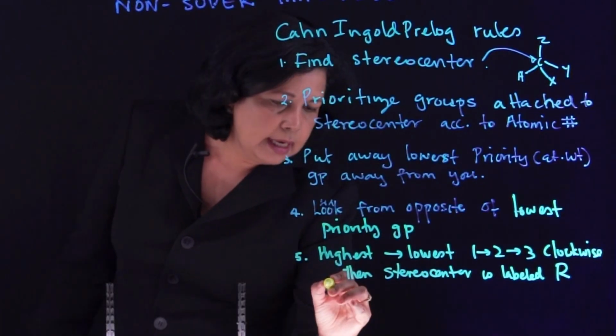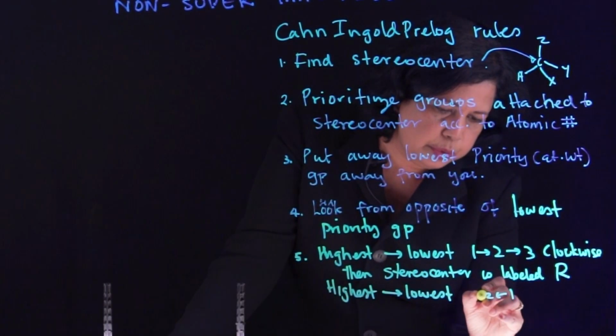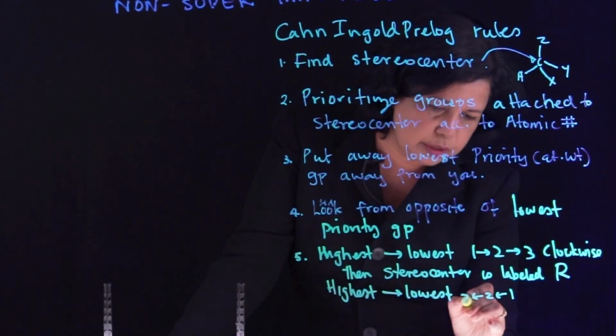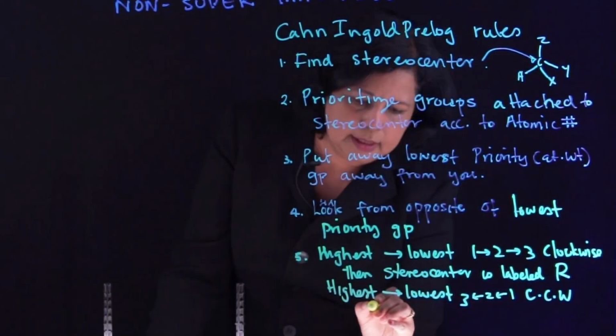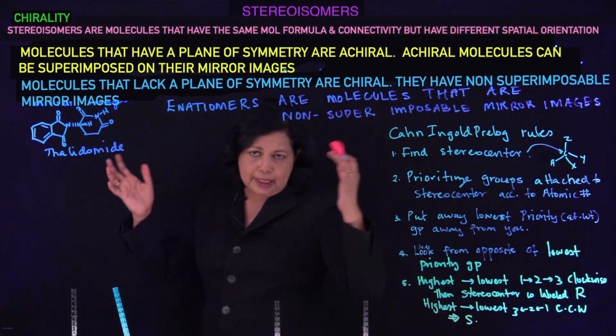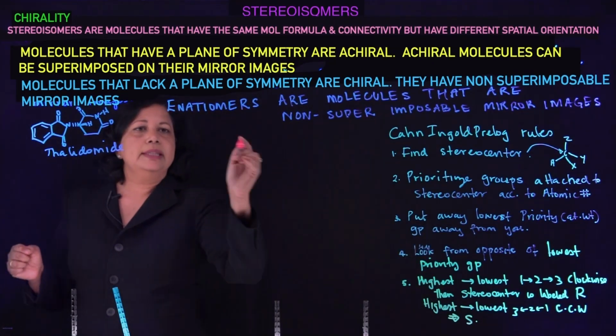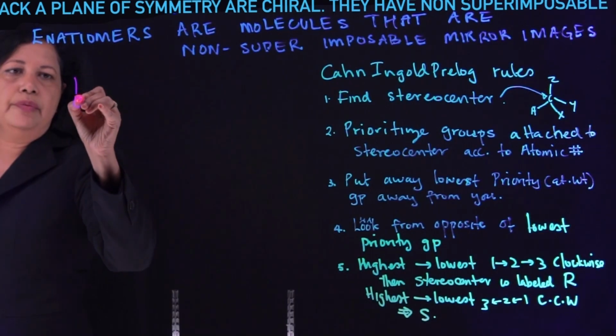Highest to lowest counterclockwise. So that's going to be 1 to 2 to 3 in this direction, counterclockwise. Then it's labeled S. Let's do an example to kind of understand what this means. So let's say you have a carbon and then you have 4 different groups around it.